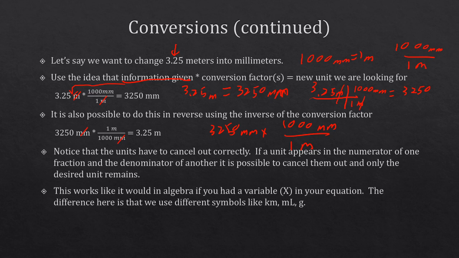So you can think of it like algebra, where you have the variable x. The difference is, and this is true for a lot of chemistry, we're just going to change what x looks like. Rather than using x and y, like you did in algebra class, we're going to use a lot of symbols like kilometers or milliliters or grams.